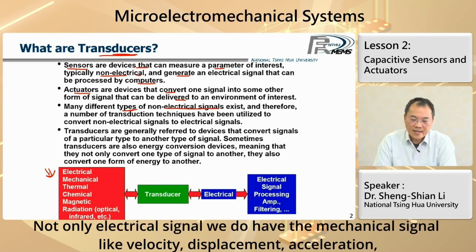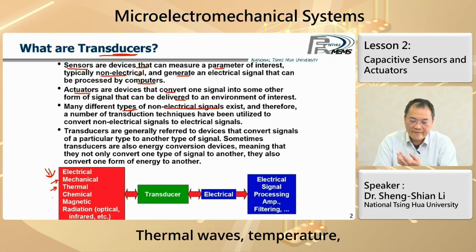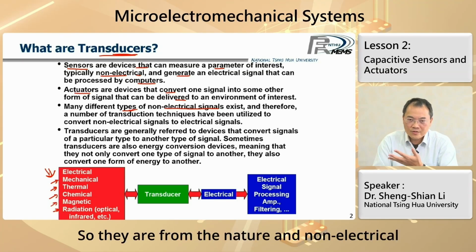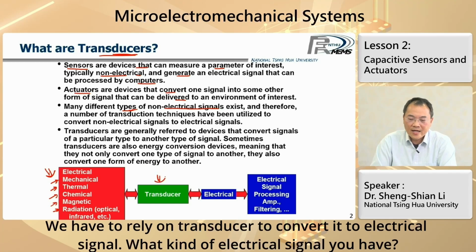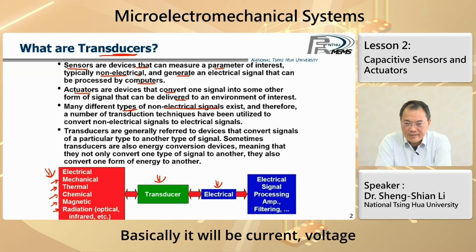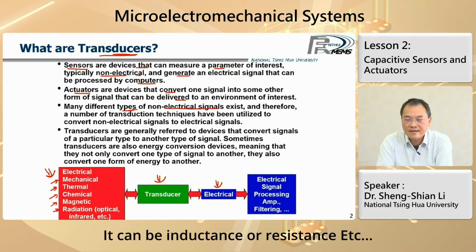Not only electrical signals, we do have mechanical signals like velocity, displacement, acceleration, right? And rotation, acceleration. We also have thermal energy, right? Thermal waves, temperature, thermal heat, and chemical, magnetic, even radiation. So they are from nature and non-electrical. We have to rely on a transducer to convert them to an electrical signal. What kind of electrical signal do you have? Basically, it will be current, voltage. It can be charge, capacitance, inductance, or resistance, etc.